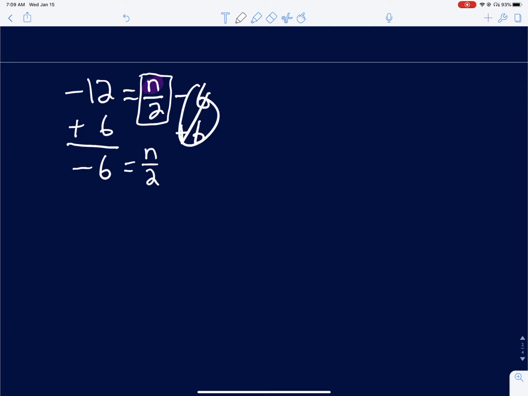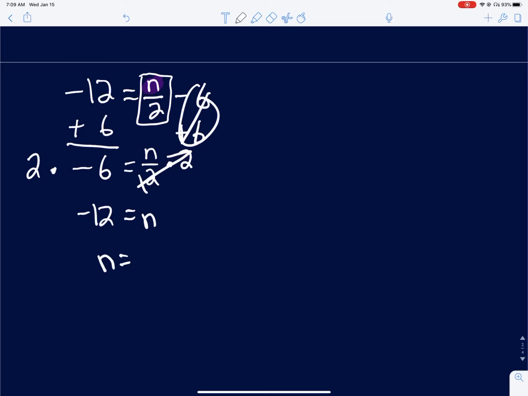N over 2, n divided by 2. Remember, a fraction is just division. So the inverse of division is multiplication. So we're going to multiply by 2. And what we do to one side, we have to do to the other. So 2 times negative 6, well, a positive times a negative, as we know, is a negative. So we're going to have negative 12 equals n.